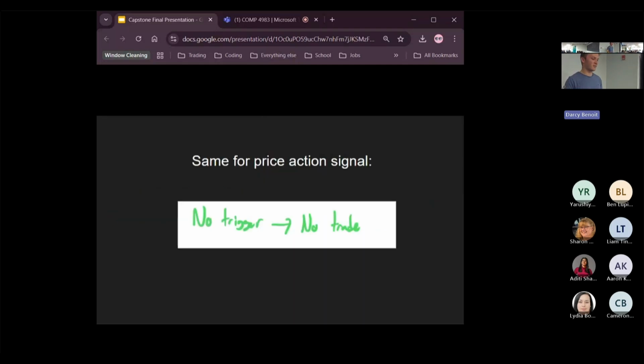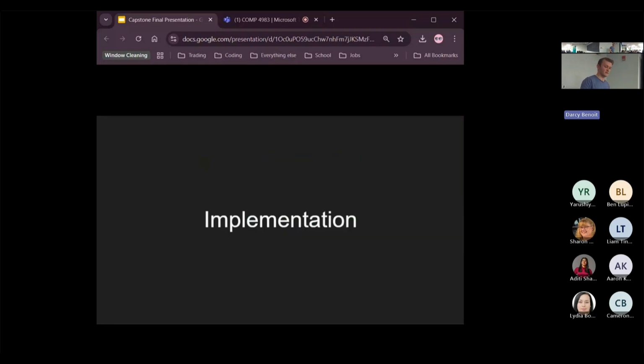So that was another idea that didn't actually get implemented. And also the same is if there's no trigger, there's no trade. So same for price action signals. The implementation. So how did I do it? Did I do it?